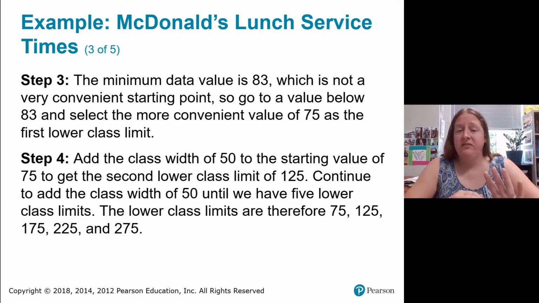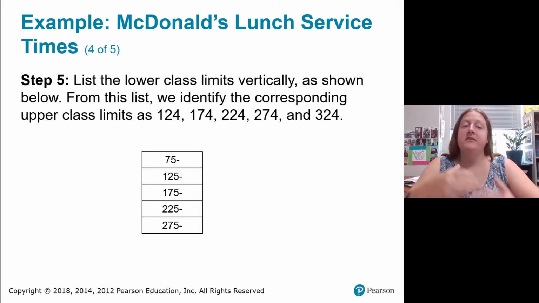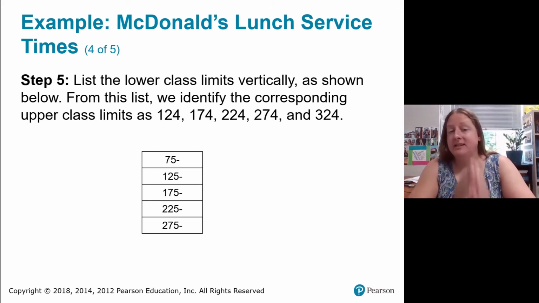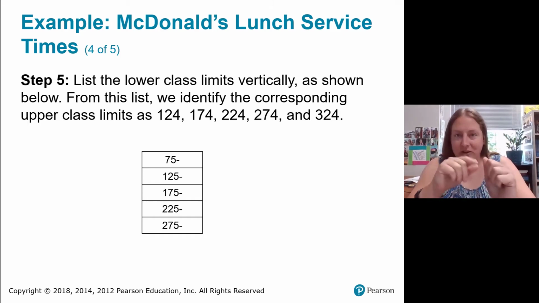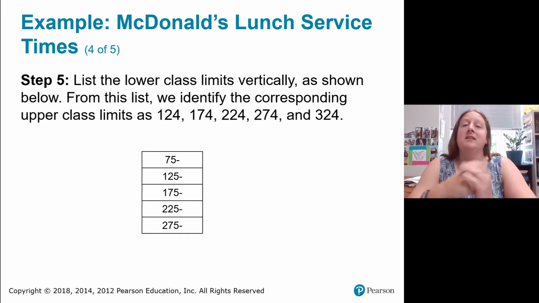I said there were going to be 5 classes, and 75, 125, 175, 225, and 275 are 5 lower class limits, so I can be done coming up with my list of lower class limits. Which means I'm ready for step 5. Step 5 says that I'm going to list those lower class limits vertically, and there they are. I put the little hyphen next to each one of them so I can determine the upper class limits.